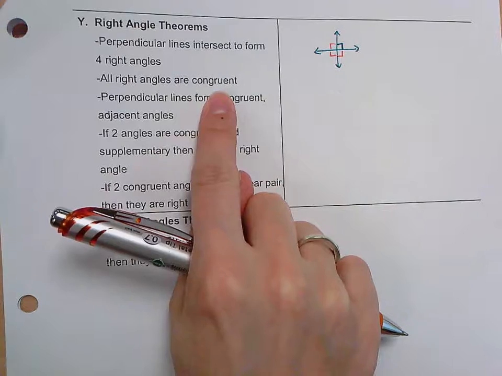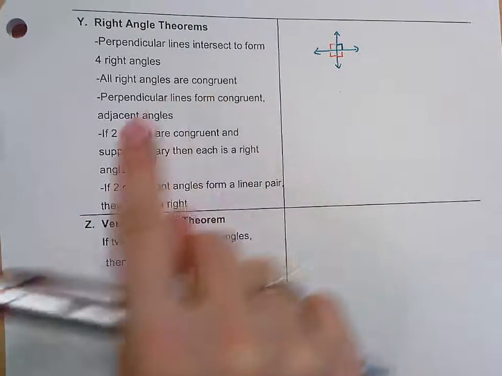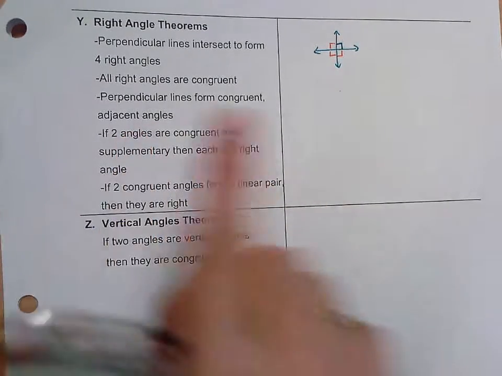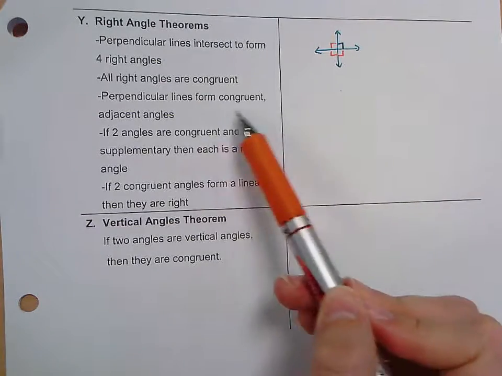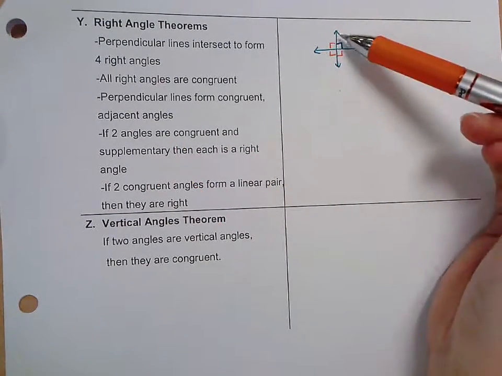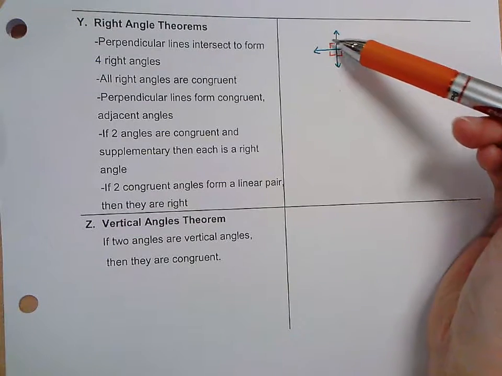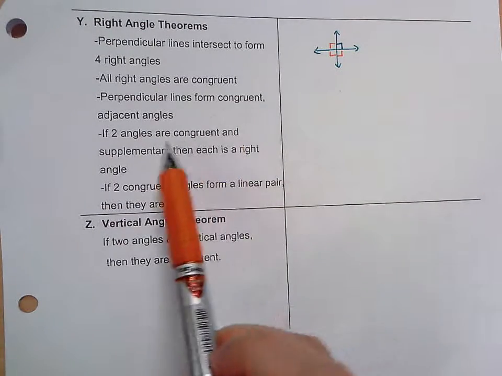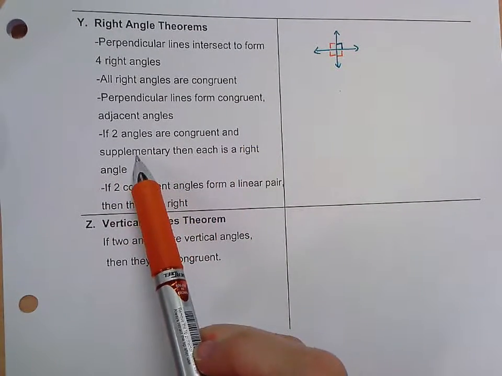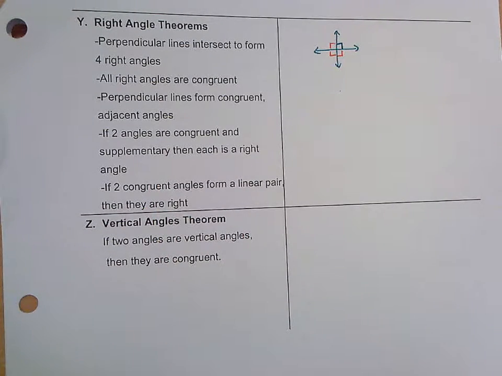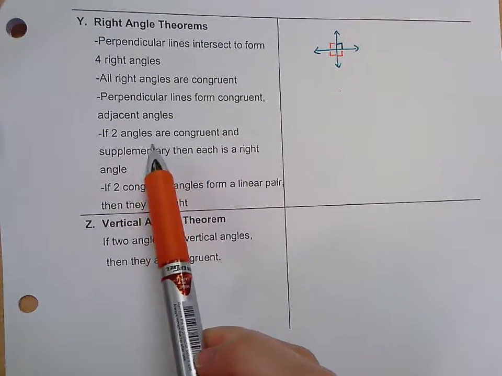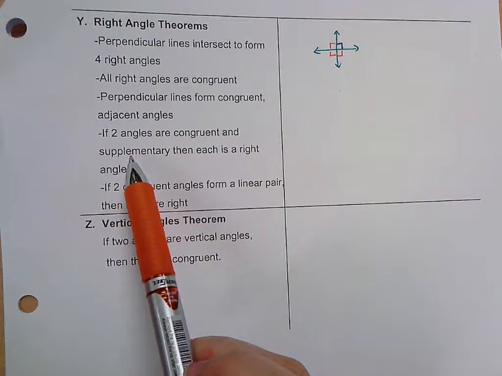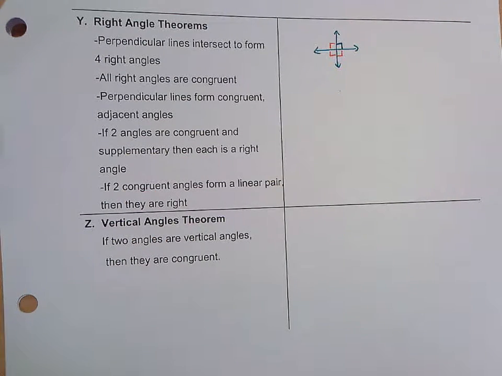All right angles are congruent. That should make sense because they're all 90 degrees. Perpendicular lines form congruent adjacent angles. What does adjacent mean again? Next to. So for perpendicular lines, any 2 angles that are next to each other are all 90, so they're all going to be congruent. If 2 angles are congruent and supplementary, then each is a right angle. If they're congruent, they have to be the same measure, and if they're supplementary, they have to add to 180. The only way for that to be true is if they're both 90.